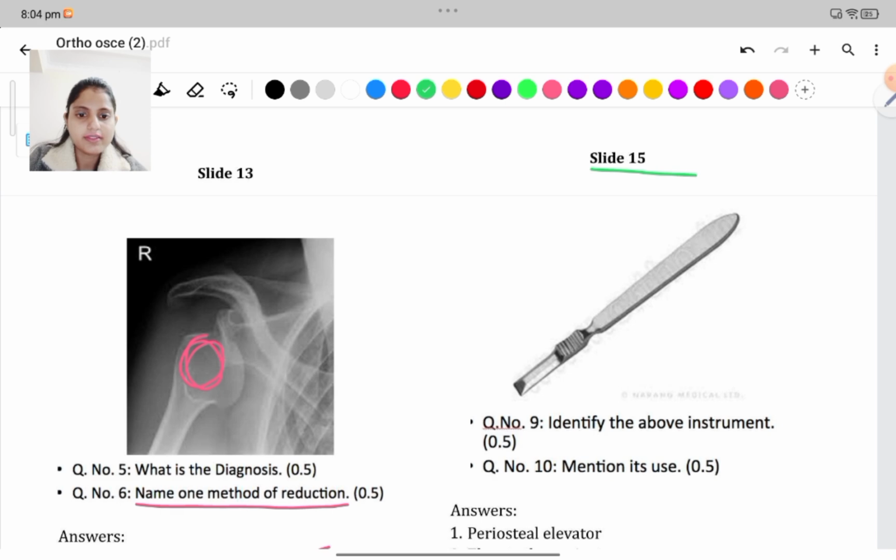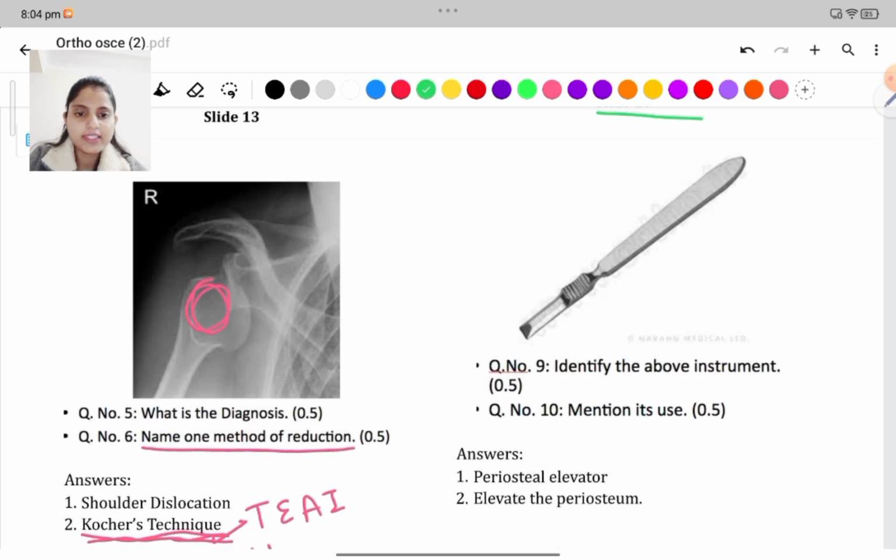Question number 15. Identify the above instrument. This is the periosteal elevator, and it is used to elevate the periosteum.